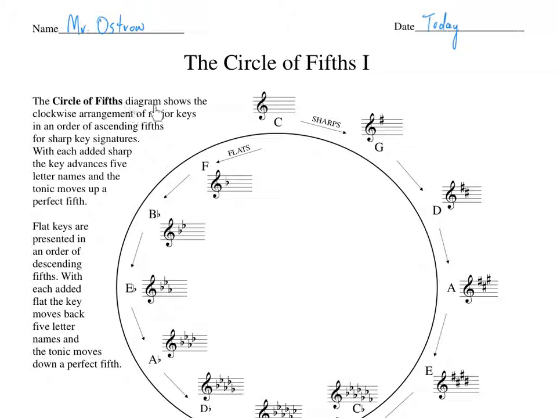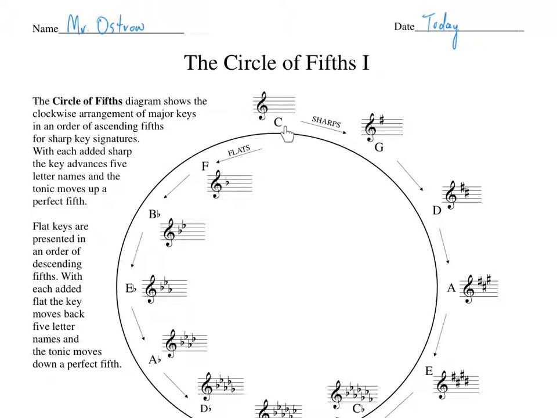The circle of fifths diagram shows the clockwise arrangement of major keys in an order of ascending fifths for sharp keys. With each added sharp, the key advances 5 letter names, and the tonic, another vocab word, or root, moves up a perfect fifth.